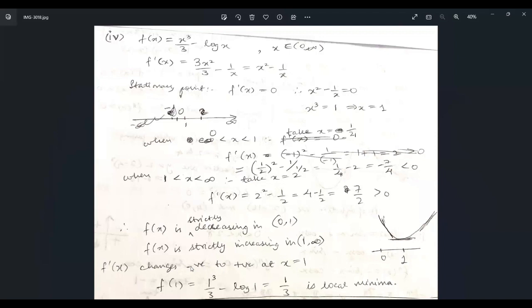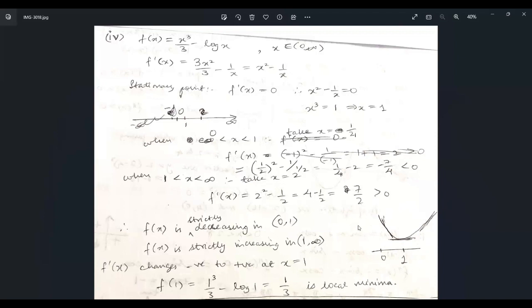And we found that f dash of x is equal to 0 at 1, so f dash of x changes from negative to positive at x equal to 1. And to find that value, substituting 1, we have 1 cube by 3 minus log 1, which is 1 by 3. So 1 by 3 is a local minimum. So this function is decreasing to the left of 1, then increasing, that means 1 is the minimum point. I have plotted the function approximately over here. This is not required for the final solution.